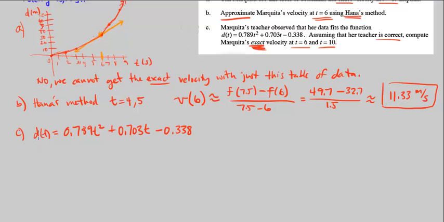We know that the exact velocity can be found by looking at the derivative. V of t, the exact velocity, is the same thing as if we take the equation of this graph and find the slope function. We write it like this, d prime of t. We drop down the power using the power rule. It's going to be 2 times 0.789 times t to the 1 power, plus 0.703 because we drop down the 1 and it's t to the 0, plus 0. Let's simplify that.